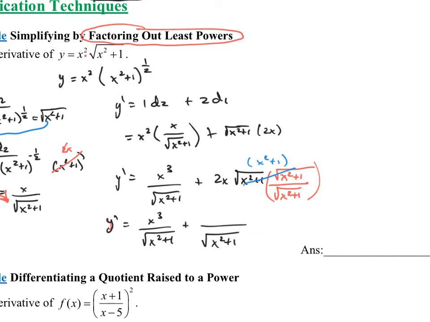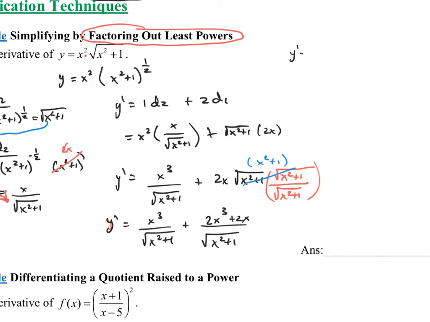But then what we want to do is take that 2x and distribute it through. So we're going to do 2x times x squared. 2x times x squared would be 2x cubed. And then we do that 2x times the 1. 2x times 1 would be a plus 2x.